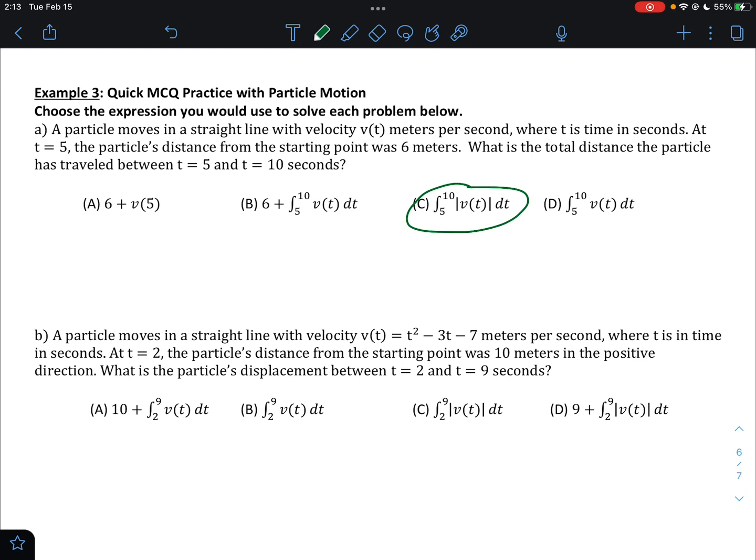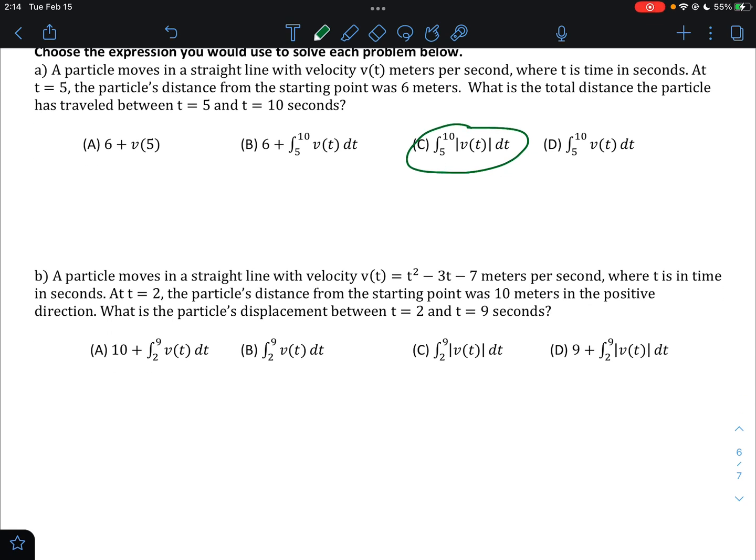Number 2, a particle moves in a straight line with velocity v of t, meters per second. T is in seconds. At 2, the particle's distance from starting point was 10 meters. What is the particle's displacement between 2 and 9? So displacement, remember, is just the integral of velocity. That's it. And there's only one of these that's just the integral of velocity, and that would be B.